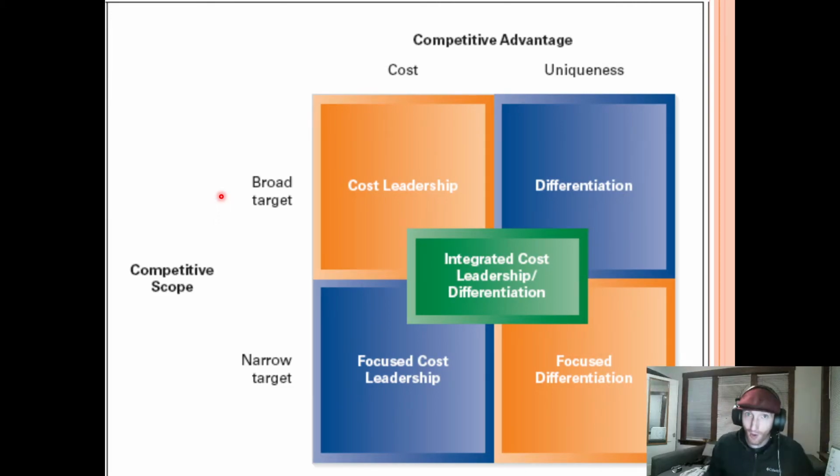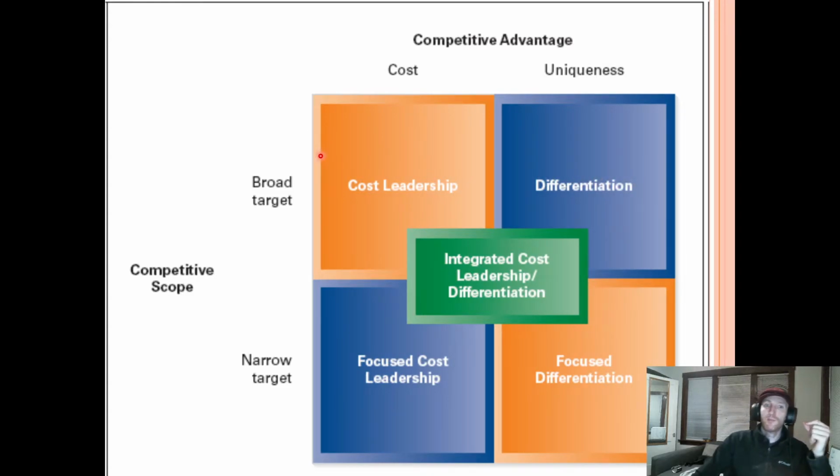Now you may recall from your marketing class the idea of a consumer segment. Okay, so this applies here. Are we going to target a bunch of different consumer segments, or are we going to target a few? Okay, so when we take these two options, our choice of target and then our source of competitive advantage, our value-added configuration, and we put them into our graph here, this is where we get our generic business level strategies.